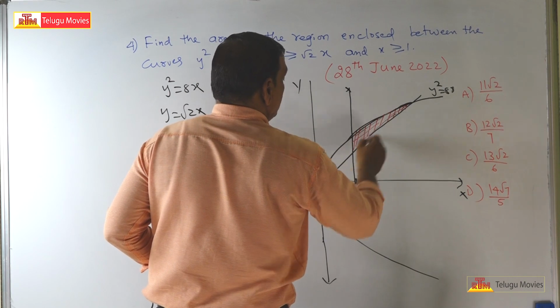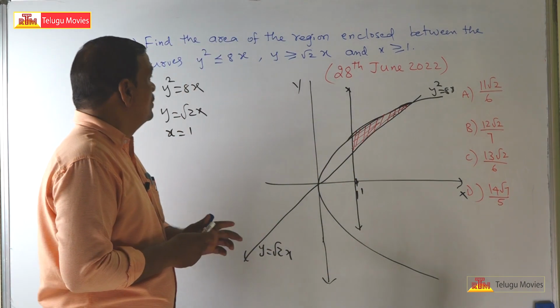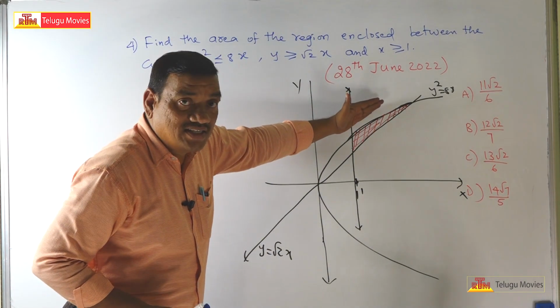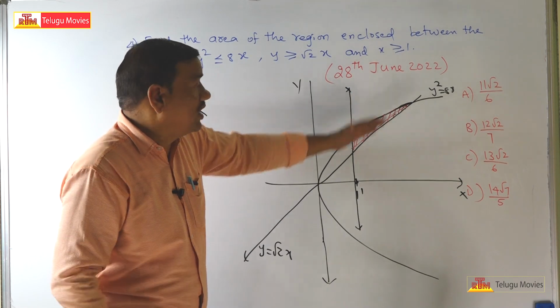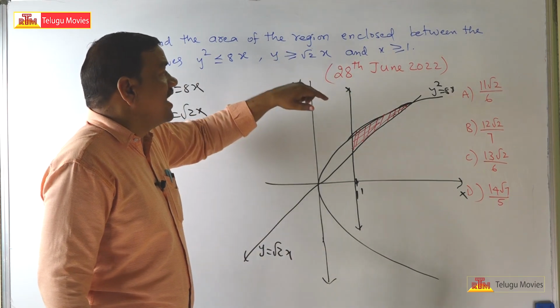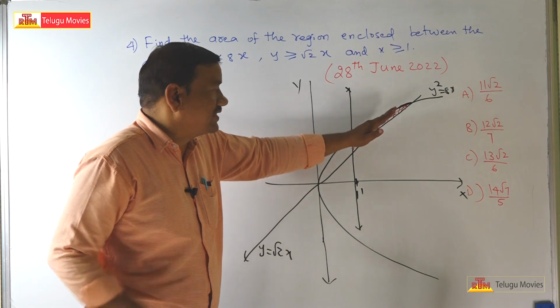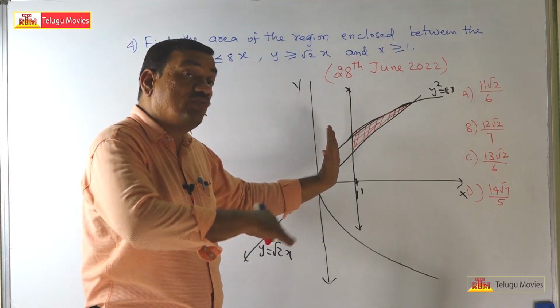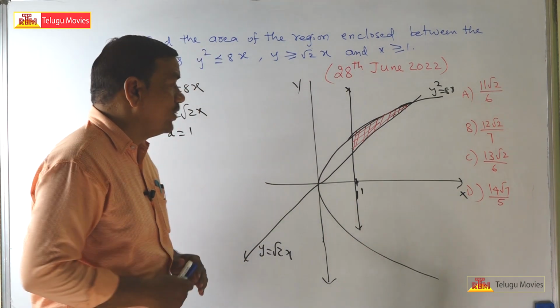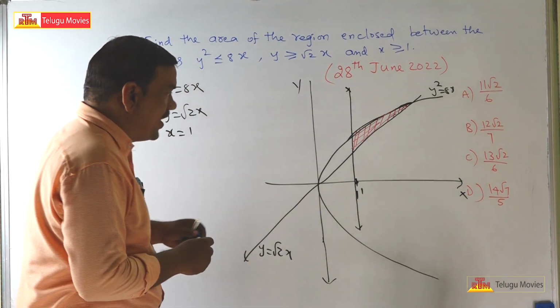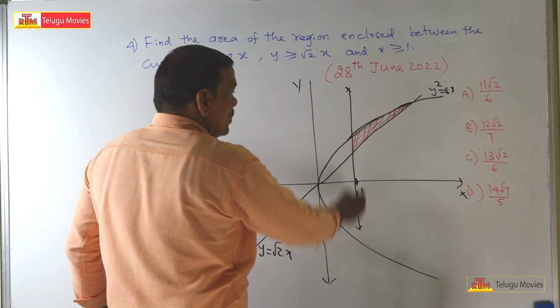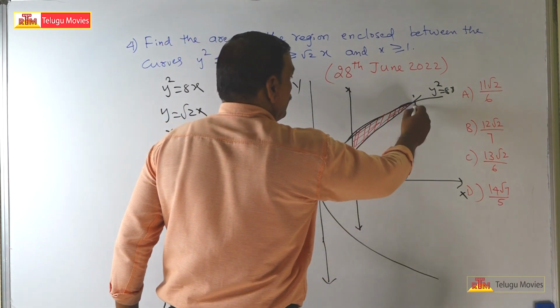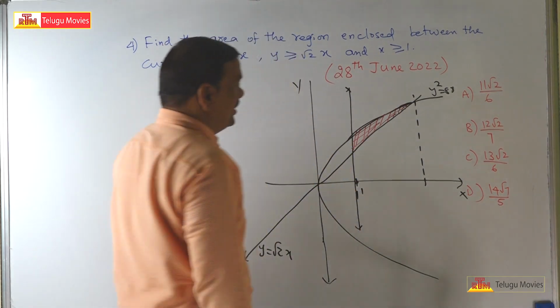This is the area you have to find out. So y² ≤ 8x means below the curve, y ≥ √2x means above the line, and x ≥ 1 means to the right. That area we have to find out. So we know the lower boundary, and we have to find the upper boundary.